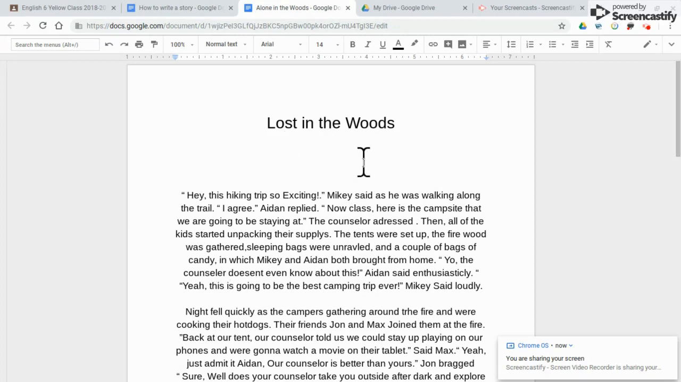"Now class, here is the campsite that we are going to be staying at," the counselor addressed. Then all the kids start unpacking their supplies. The tents were set up, the firewood was gathered, sleeping bags were unwrapped, and a couple of bags of candy, which Mikey and Ian both brought from home. "The eldest counselor doesn't even know about this," Ian said enthusiastically.